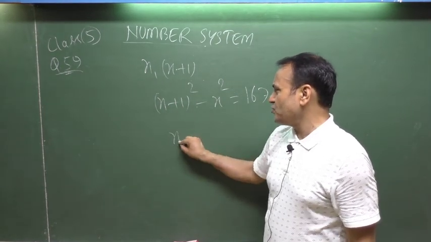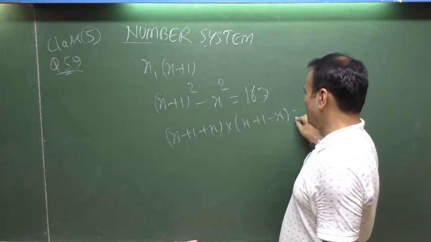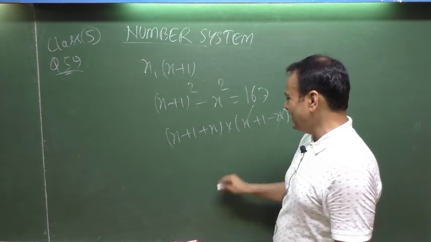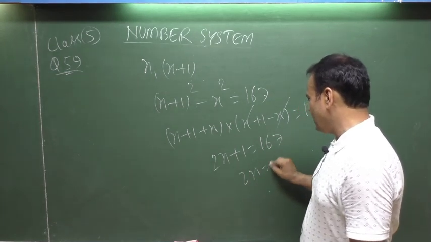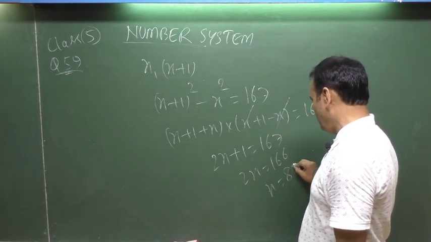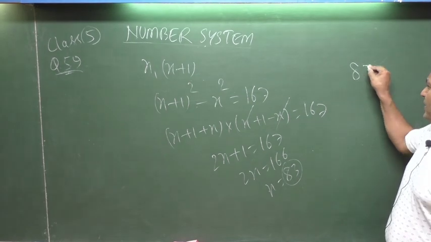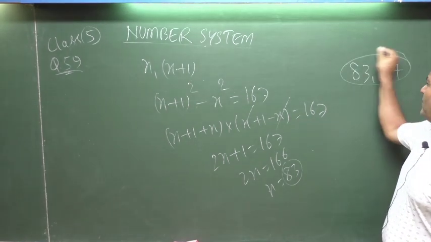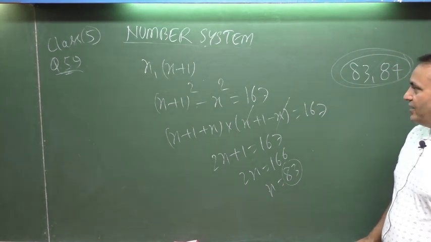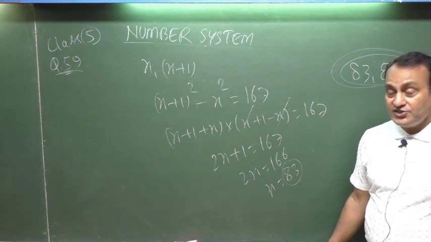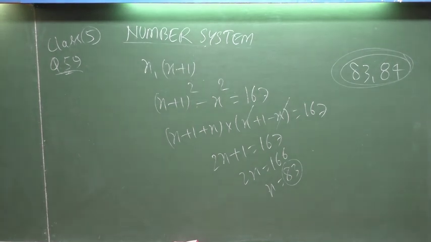That means a square minus b square equals to a plus b into a minus b equals to 167. This is cancelled. That means 2x plus 1 equals to 167. 2x equals 166, x equals to 83. This is your smaller number. 83 is the right answer. That means 83 and 84 are two positive consecutive numbers, in which if you square them and thereafter take the difference, that is 167. Note it down. This is your final answer. 83 is the smaller number.